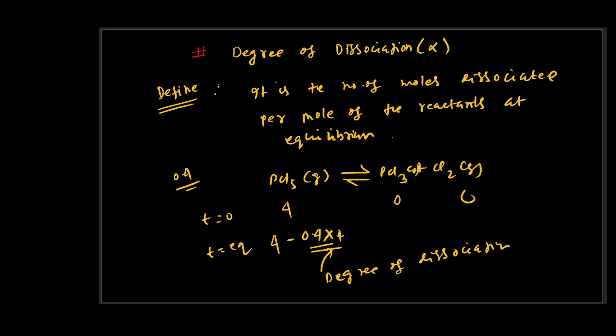So the alpha value is very small, less than 1. Most of the time we neglect alpha values because they are very small compared to 1, like 0.1, sometimes 0.05. So sometimes we neglect them to make calculations easy, because their value does not affect the result. If alpha is 0.5, then the percentage of degree of dissociation is 0.5 into 100, that is 50%.